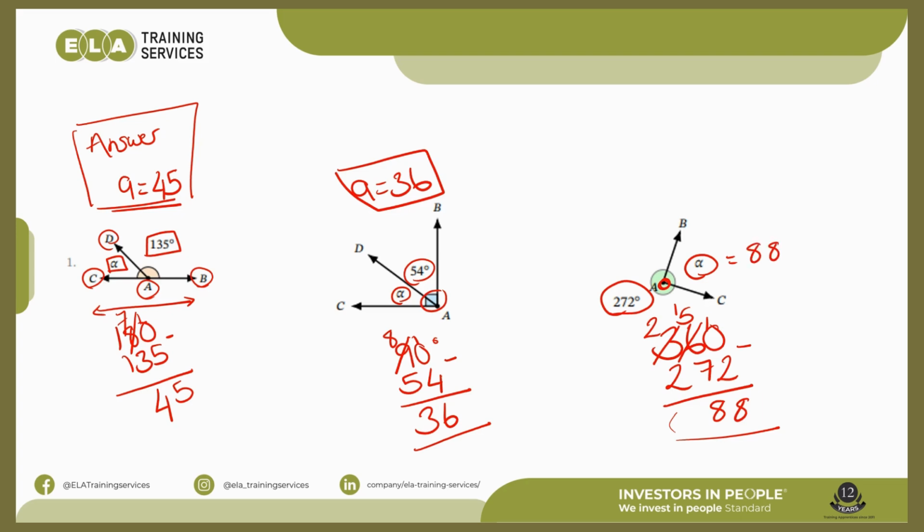And remember, when you're writing degrees for angles, you must always draw that little circle. Answer: A equals 88 degrees. They're clear for the examiner.